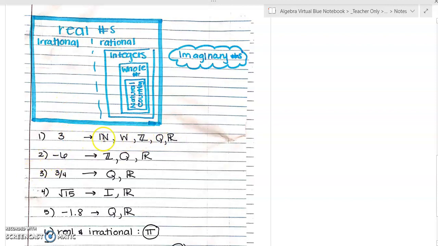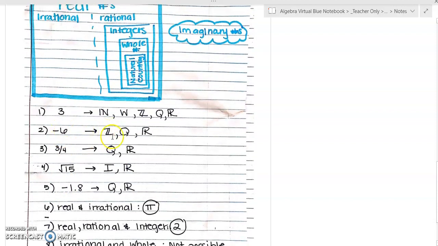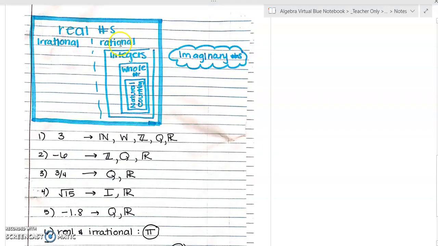-6 is not natural. It's not whole, but it is an integer because it's a positive or negative whole number. It is rational because it can be turned into a fraction. I can do -6/1. And it is real because it's rational. Number 3, 3/4, that's a fraction, so it's not an integer because it would have to be a whole number, negative or positive, to be an integer. So this one's only a rational number or a real number.